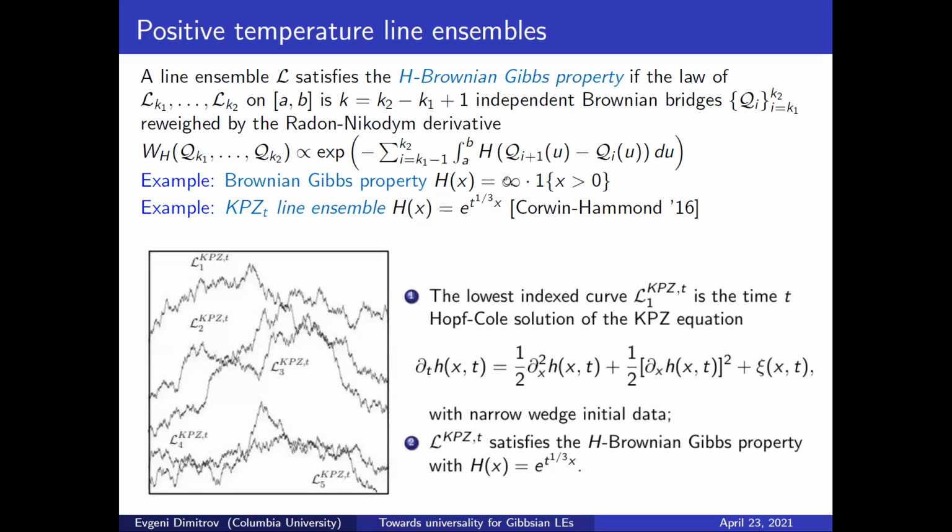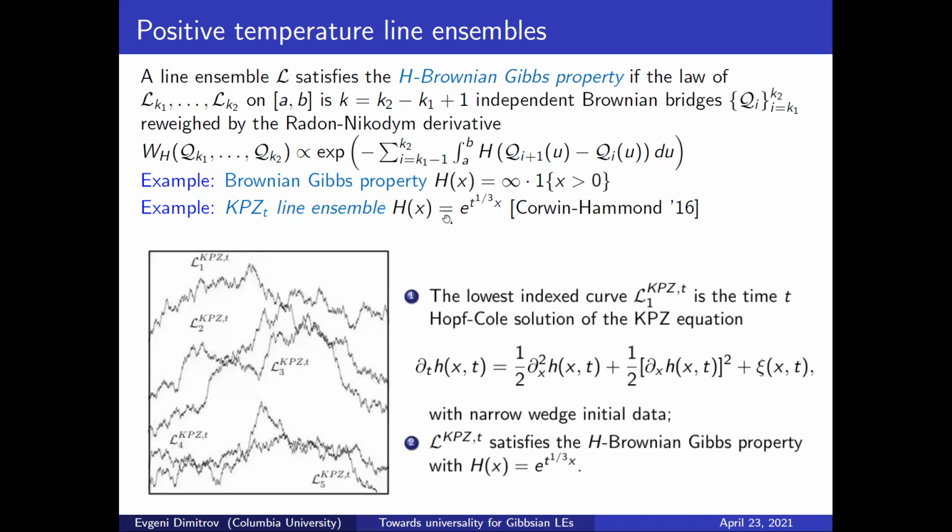So this is how you recover the usual Brownian-Gibbs property from this formulation. Now, there is another natural choice for h that people have considered, which is e to the t times x, for some positive constant t. There is an actual line ensemble that satisfies this Gibbs property with this interaction Hamiltonian. It is called the KPZ line ensemble, and it was introduced by Corwin and Hammond.